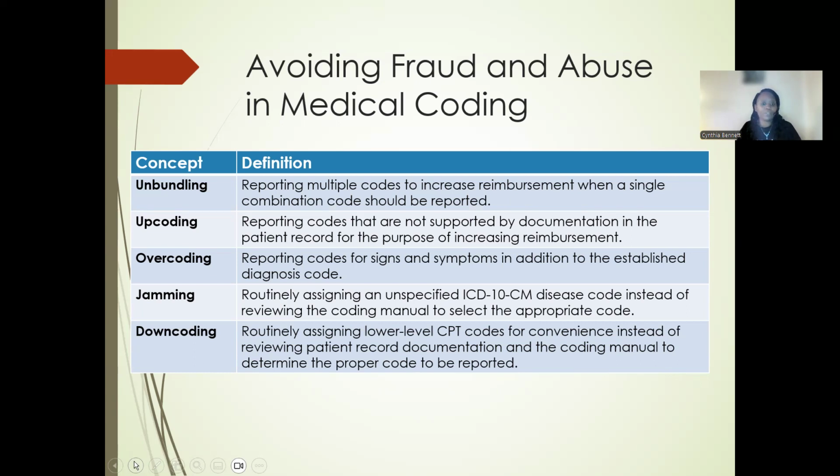So overcoding is when you're reporting codes for signs and symptoms in addition to an established diagnosis code. For example, if the patient has pneumonia and then the patient in the chart is listed as having coughing and chest pain. Well, coughing and chest pain is a part of pneumonia. So therefore, we're not going to code the coughing and the chest pain because it's already a part of the pneumonia. So we want to make sure that we don't do things like that.